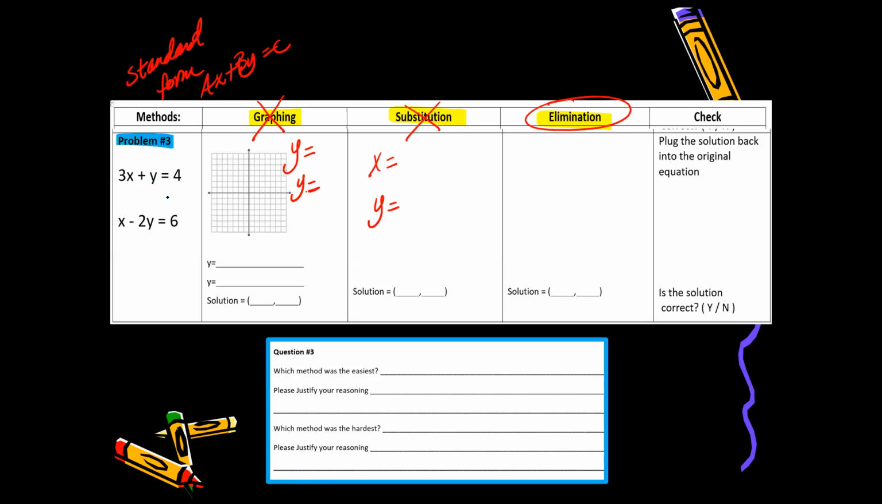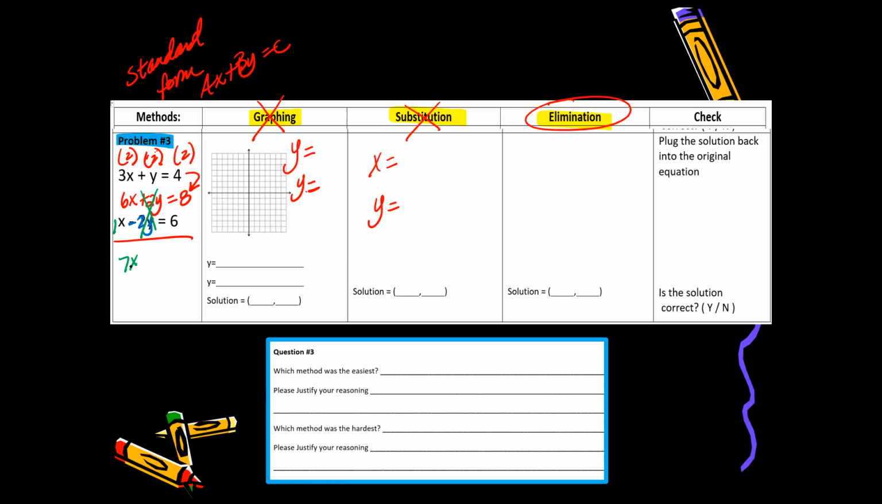So with this one, you've got to ask yourself, which one am I going to cancel, x or y? Well, I see that there's a negative 2y right here. So I would need to make the top one with a 2 as well. So I'm going to multiply by a 2 on the top on everything. So my new equation is 6x plus 2y equals 8. And then I can cross out the 2y because it just cancels.